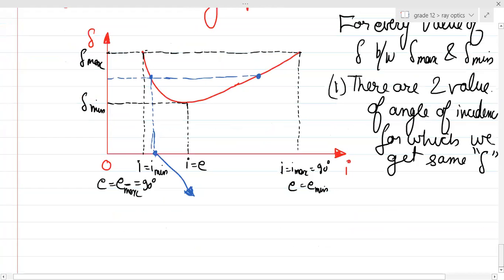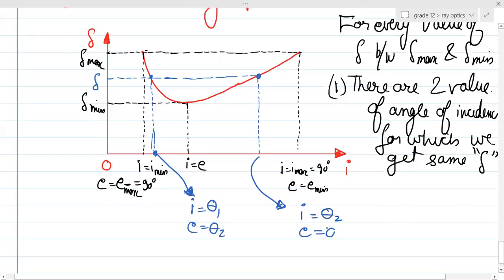So suppose, guys, this general value of delta is occurring at this particular angle of incidence. Let's say when I is equal to theta 1 and E is equal to theta 2. This same value will occur when the value of I is equal to theta 2 and E is equal to theta 1, according to the principle of reversibility.